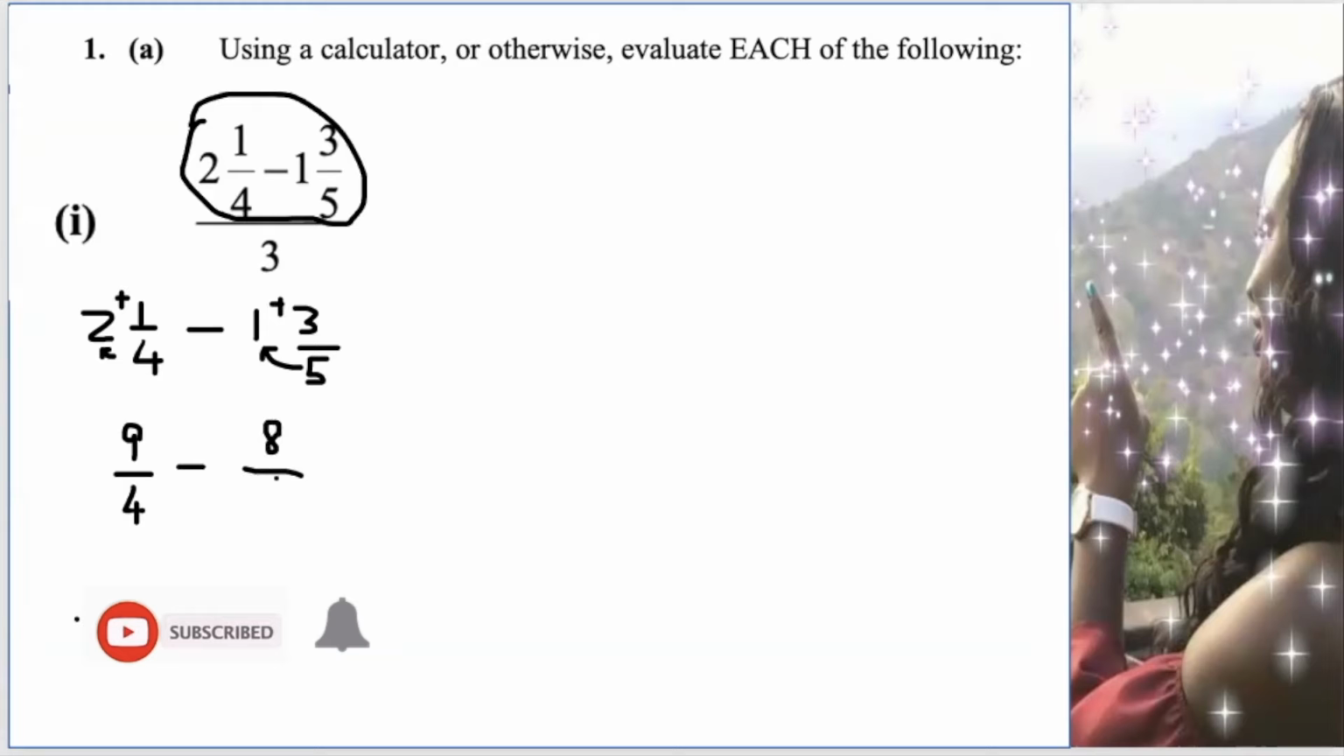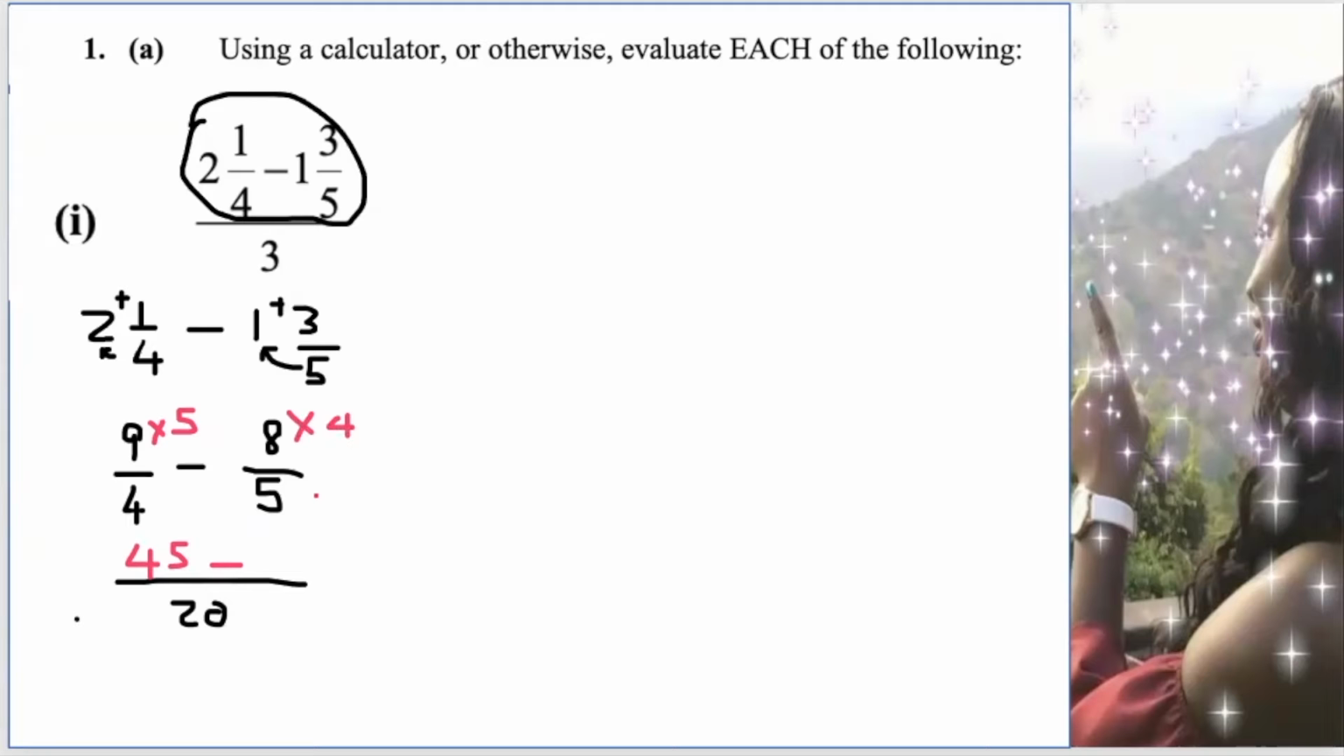So I have 8/5. So the LCM for 4 and 5, the lowest common multiple, is 20. So 4 into 20 goes 5 times, so I multiply here by 5. So 5 9s, 45. Minus, 5 into 20 goes 4 times, so I multiply here by 4. So 4 8s, that's 32. So therefore I have 45 minus 32, that's 13/20. Now remember, this is the numerator.